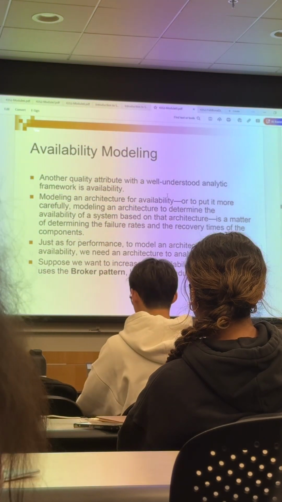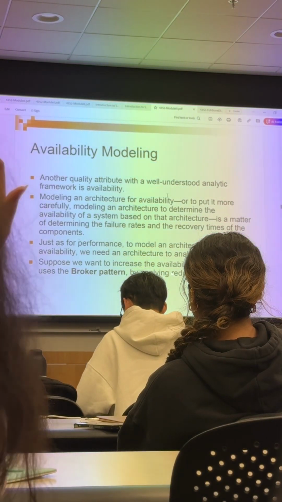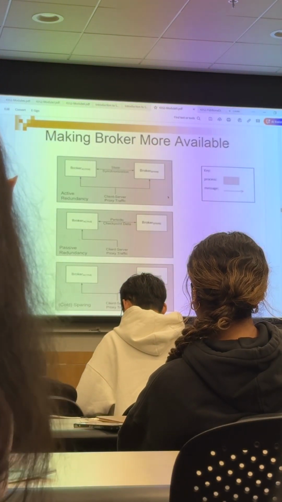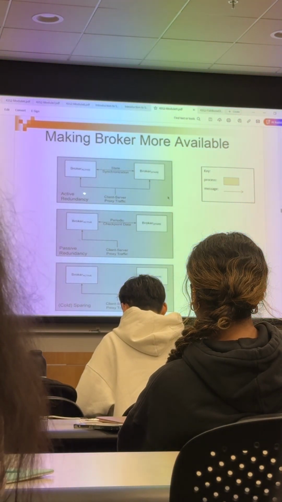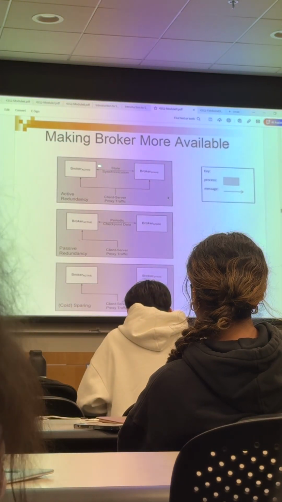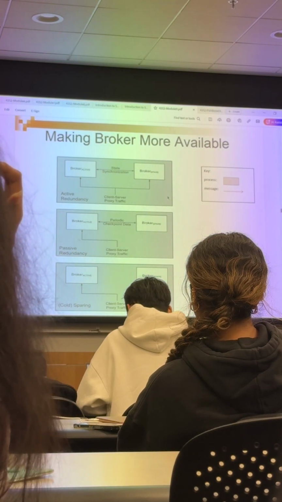Second QA that is well studied is availability. We looked at this in the context of a broker pattern using redundancy tactics. We looked at active redundancy, which is a hot spare, where the broker spare and the broker active are synchronized between each other, so they are exactly mirrored copies of each other.